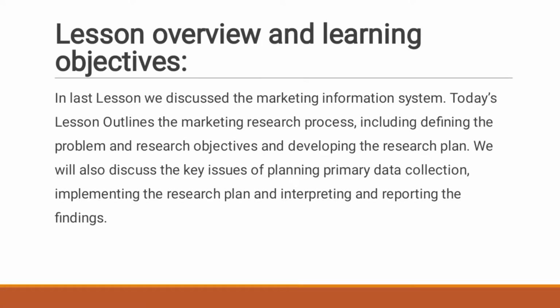Lesson overview and learning objectives. In the last lesson, we discussed the marketing information system. Today's lesson outlines the marketing research process, including defining the problem and research objectives and developing the research plans. We will also discuss the key issues of planning primary data collection, implementing the research plan, and interpreting and reporting the findings.